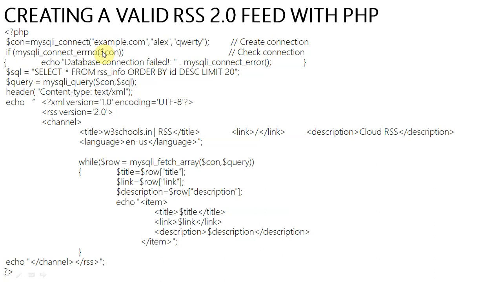If the connection is not working, then it will echo database connection failed, and mysqli_connect_error, the recorded error message, will be displayed. And in the next statement, we are writing the query: select string from RSS info order by ID, and we are using descending order here, and up to 20 records we are retrieving by this command, but this command will execute later.